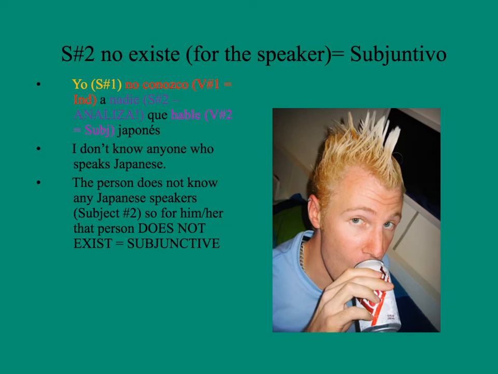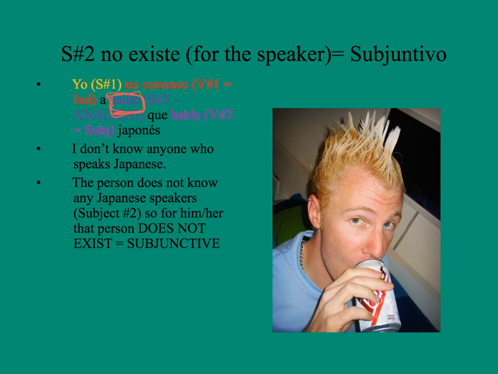Okay? Now, when subject number 2 definitely does not exist for the speaker, that's subjunctive. So, yo no conozco a nadie que hable japonés. I, subject number 1, don't know, verb number 1, anybody, that's my subject number 2, this nobody, but it sounds weird to say nobody, so we say anybody, that speaks Japanese, okay?